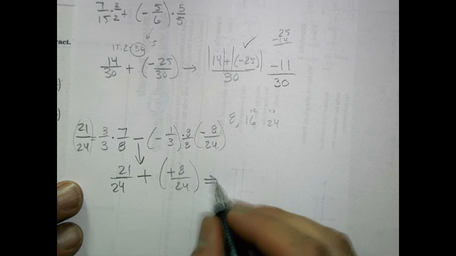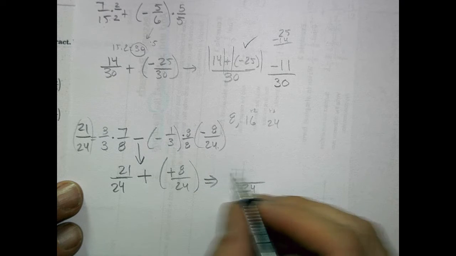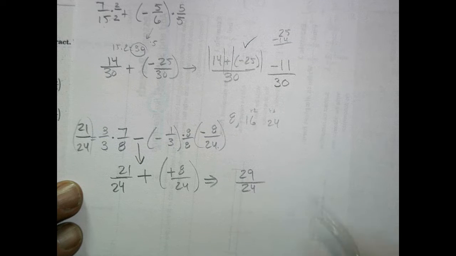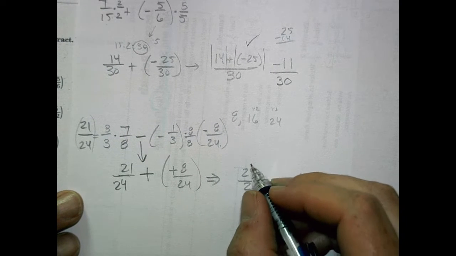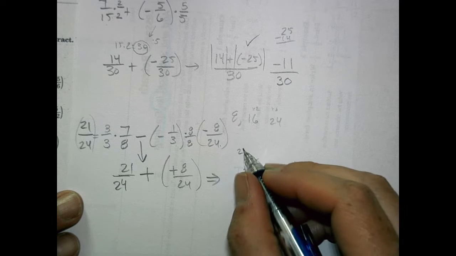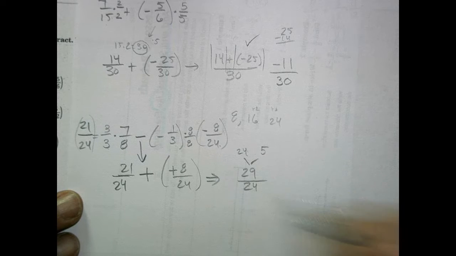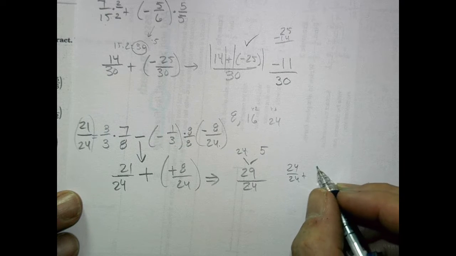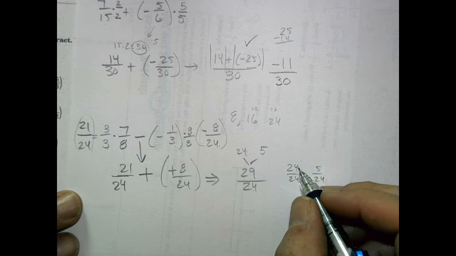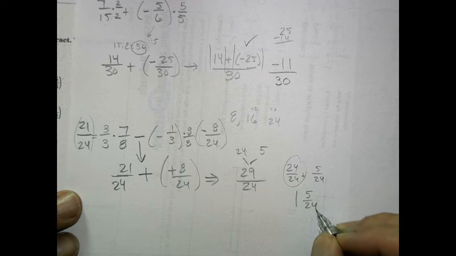Now, let's work on this. Denominators are the same, so that stays there. 21 plus 8 is 29. And I'm almost done, except that one's too large. So I can break apart 29 into what? 29 becomes 24 and a 5, because 24, 24. So it's like saying 24 over 24 plus 5 over 24. This becomes 1. So I have 1 and 5 24ths.